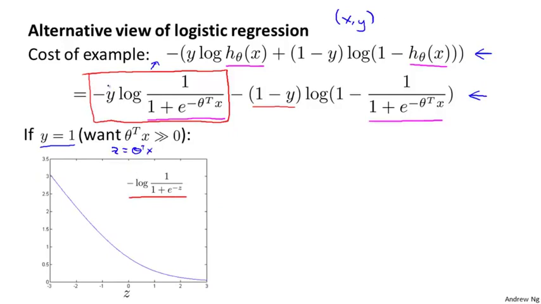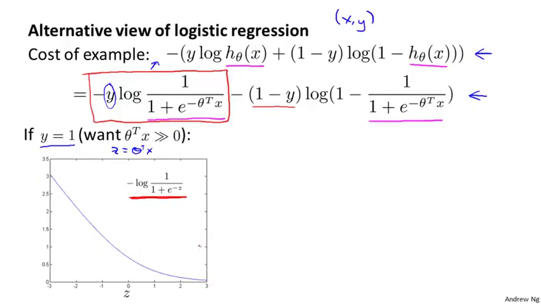And of course, in the cost, we actually had this minus y, but we just said if y is equal to 1, so if that's equal to 1, I just simplified it away in the expression that I have written down here. And if we plot this function as a function of z, what you find is that you get this curve shown on the lower left of the slide.